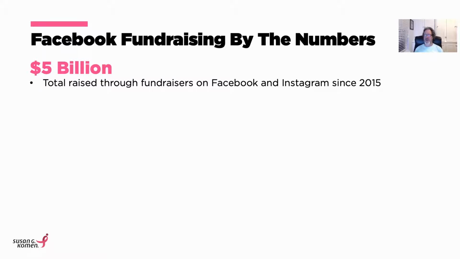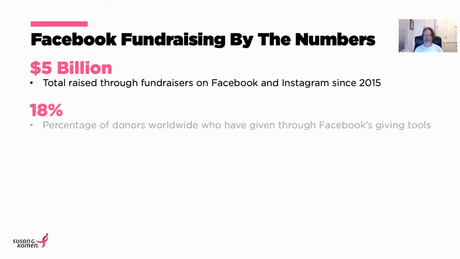Now, that's a huge amount of dollars to think about what we've been able to do over just the last 6 years. And these last 12 to 24 months, we've seen a huge uptick in humanitarian causes, in housing, and health, and food, all these basic necessities that people have needed through the pandemic. Okay, 18%. What's 18%? It's the percentage of donors worldwide who have given through Facebook giving tools.